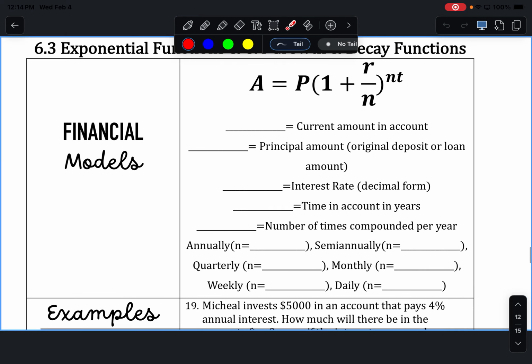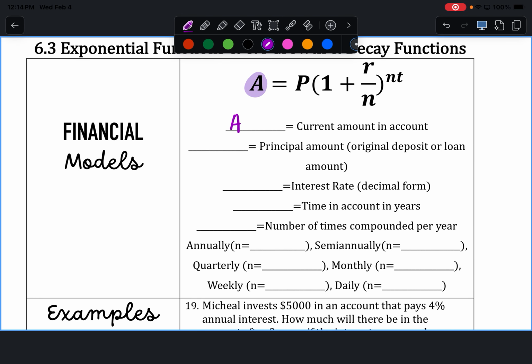Going through what everything in that means. A lot of it is very, very similar to what we've already done. Okay, so in the financial models, what A equals is the amount in the account. That is whatever amount is going to be in the account at the end of whatever we're doing.